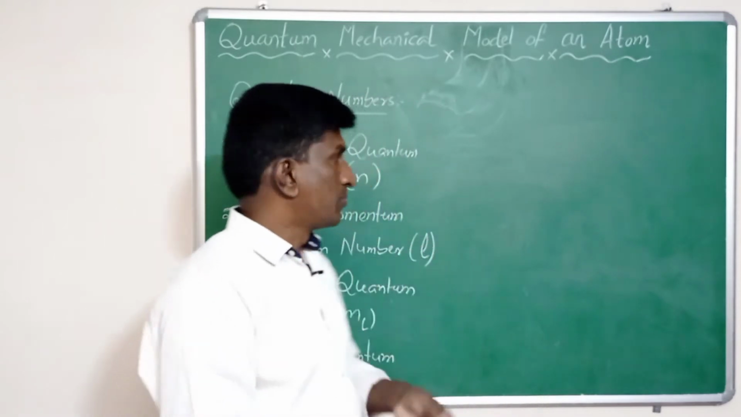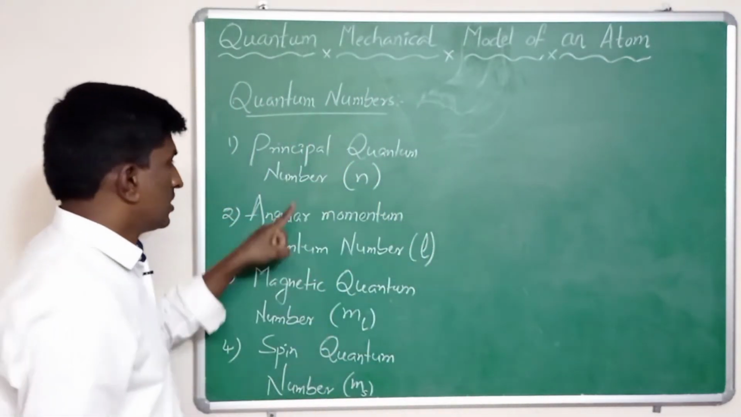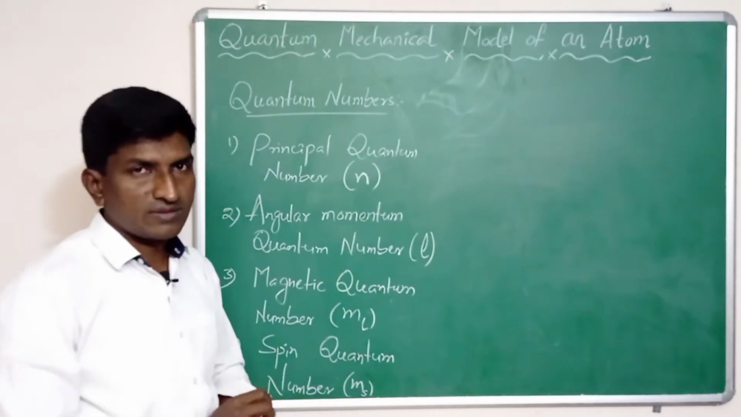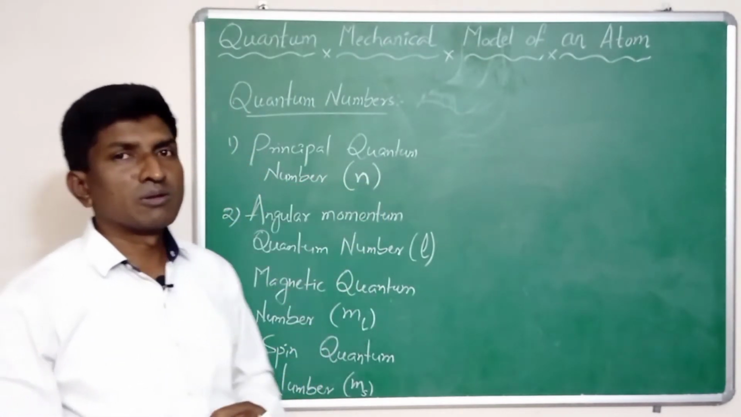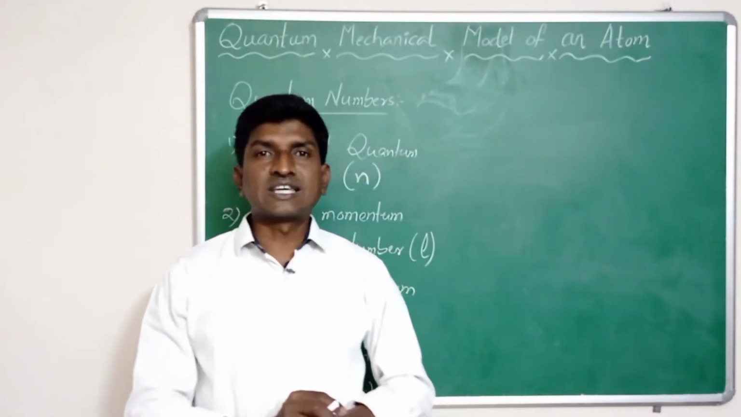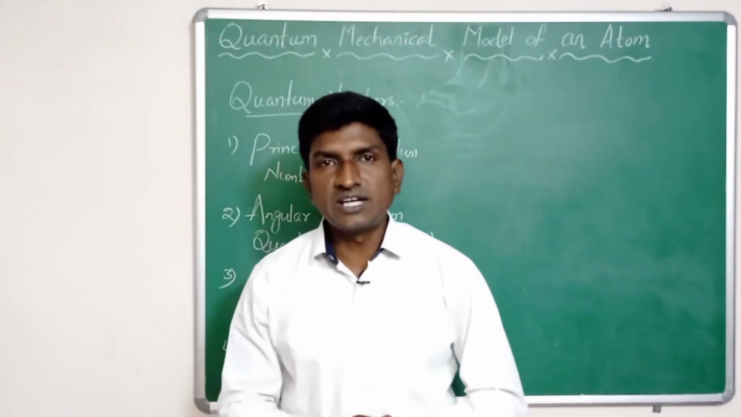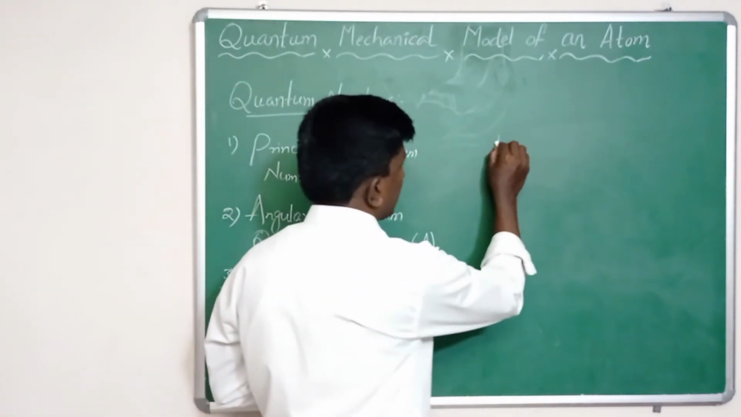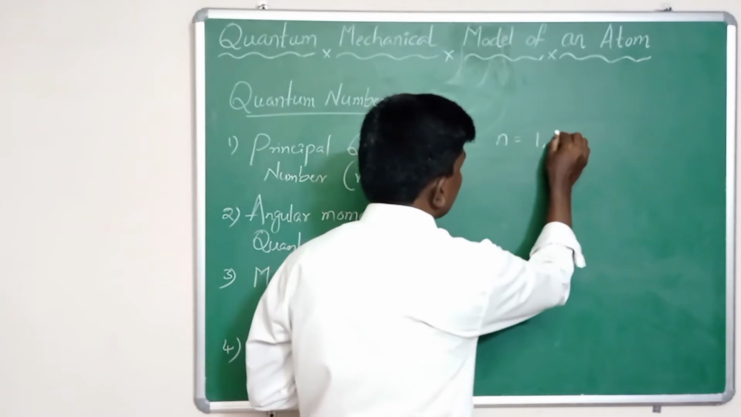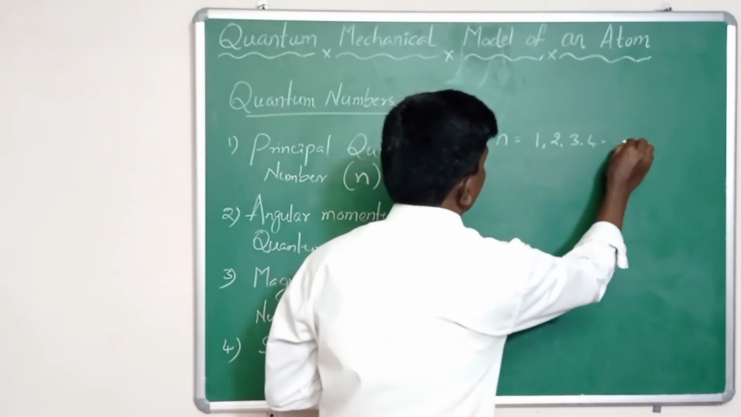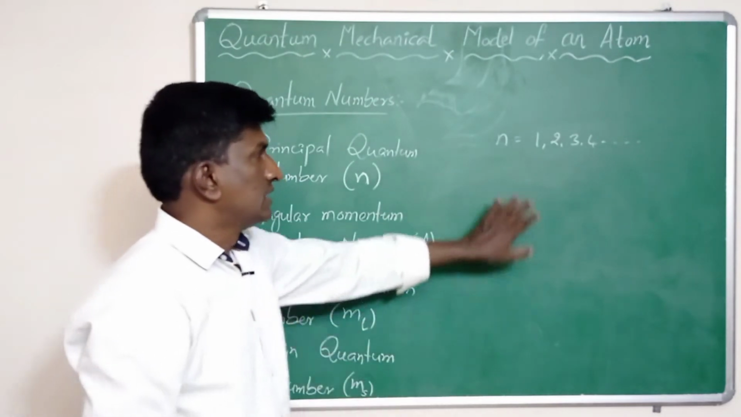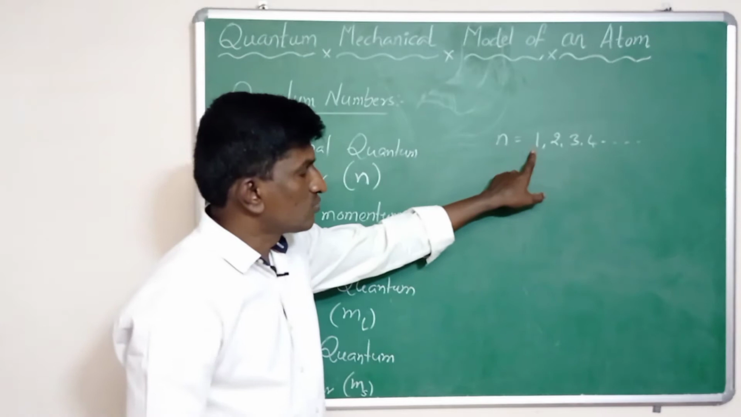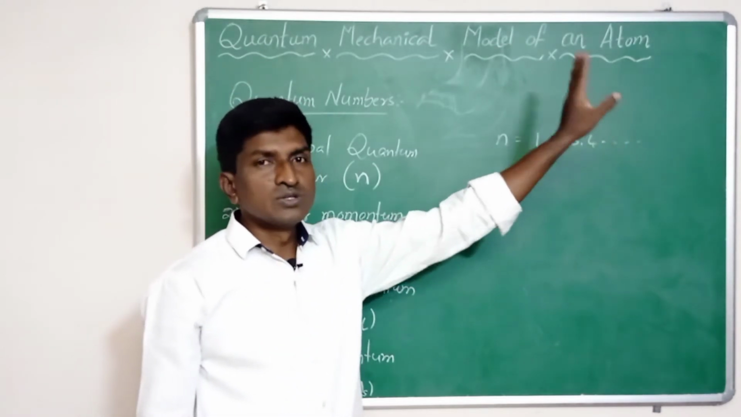So come to the principal quantum number. The principal quantum number is generally denoted with the letter n, and it is related to the size of the atom and the energy of the atom. The principal quantum number has the values n equal to 1, 2, 3, 4, and so on.